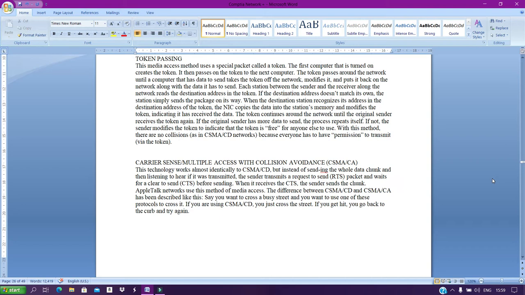If not, the sender modifies the token to indicate that the token is free for anyone else to use. With this method, there are no collisions as in CSMA-CD networks because everyone has to have permission to transmit via the token.